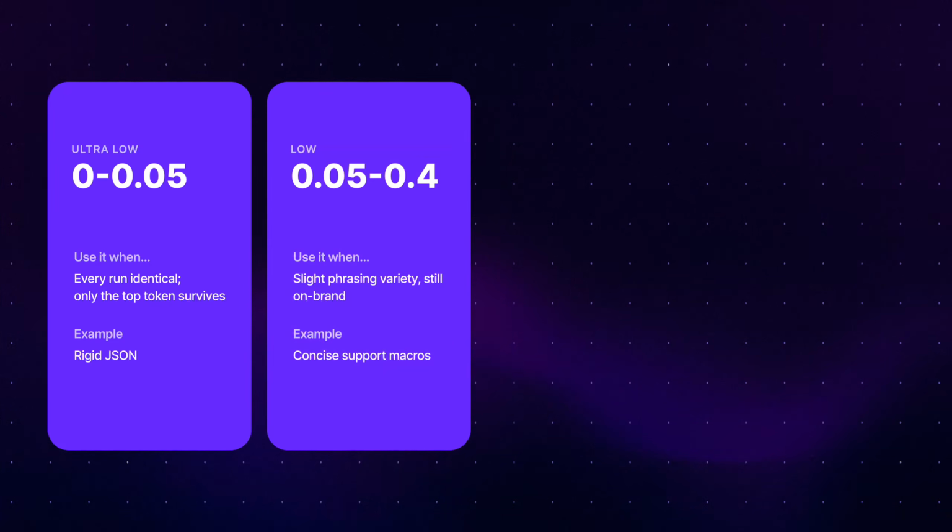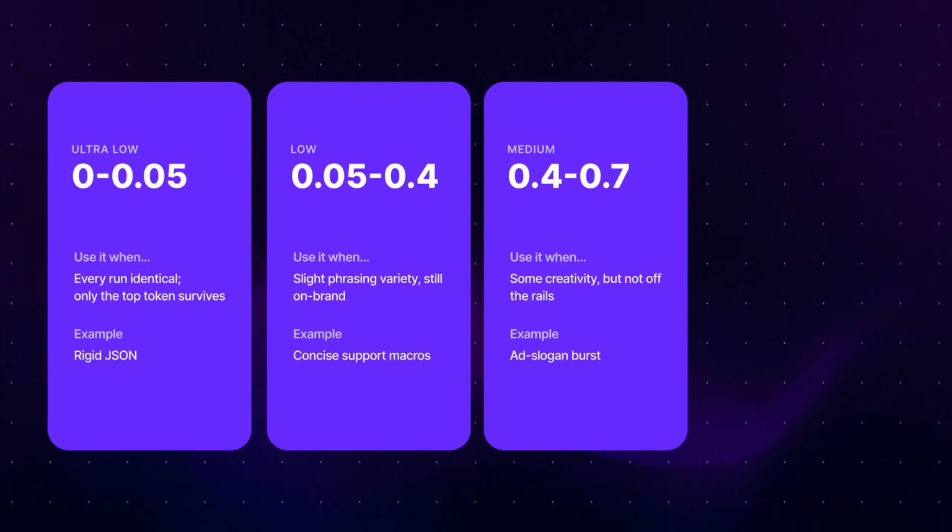Low range, that's anything from 0.1 to 0.4. Still pretty tame. You will see tiny wording shifts, but it's great for FAQs, docs, short answers. Safe zone. Medium, from 0.4 to 0.7. This is your Goldilocks zone. Some creativity, but not off the rails. Think help desk replies, product descriptions, that kind of stuff.